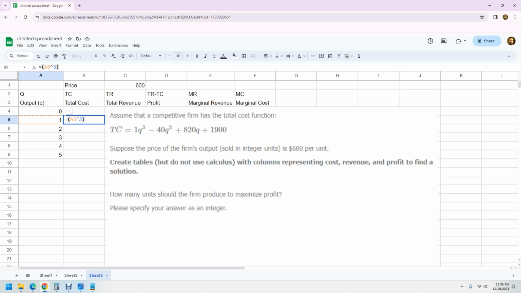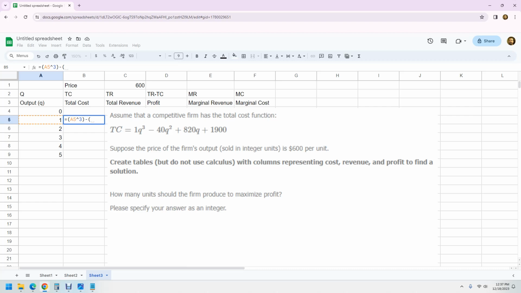Then I'm going to put it in parentheses so that it keeps that alone. That's that part right there. And by the way, if you wanted to do this on Microsoft Excel or another spreadsheet program, you totally can. They're all going to work the same way. I just happen to be in Google Sheets for this one.